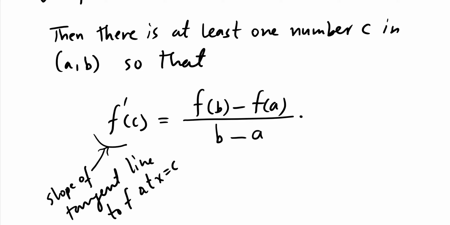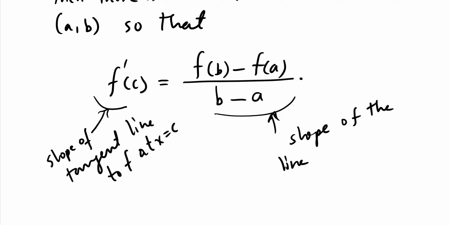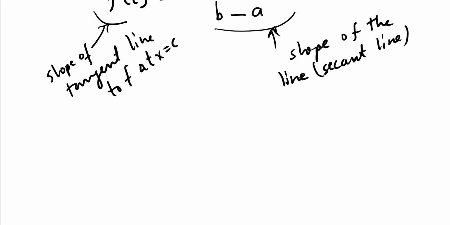What does that remind us about? This is the slope of the line, which we call the secant line, connecting the 2 points. So what they are saying is, the slope of the tangent line at C equals the slope of the secant line that connects points A and B. So what does that mean? They have the same slope. Same slope means they are parallel.